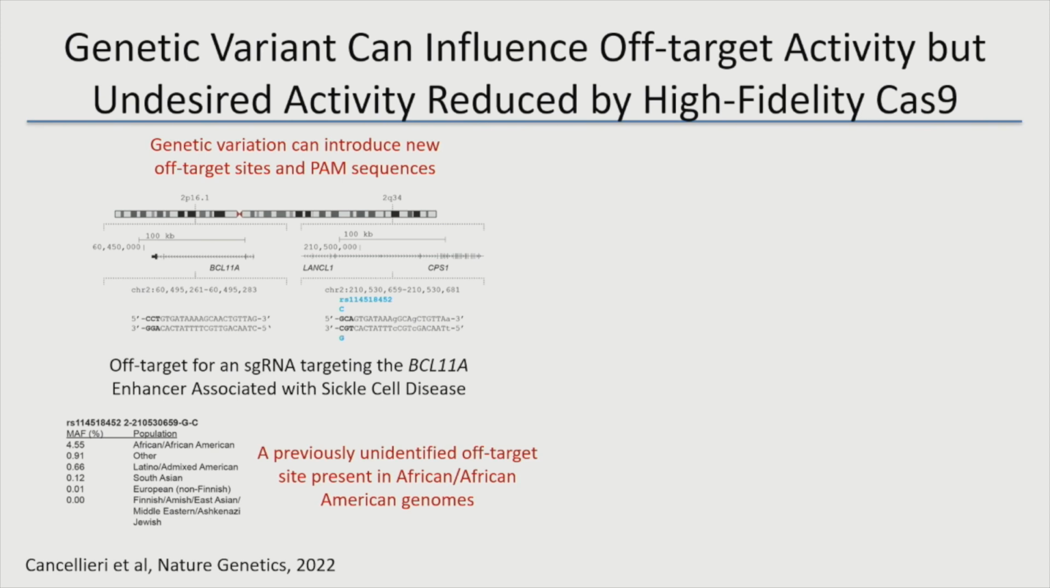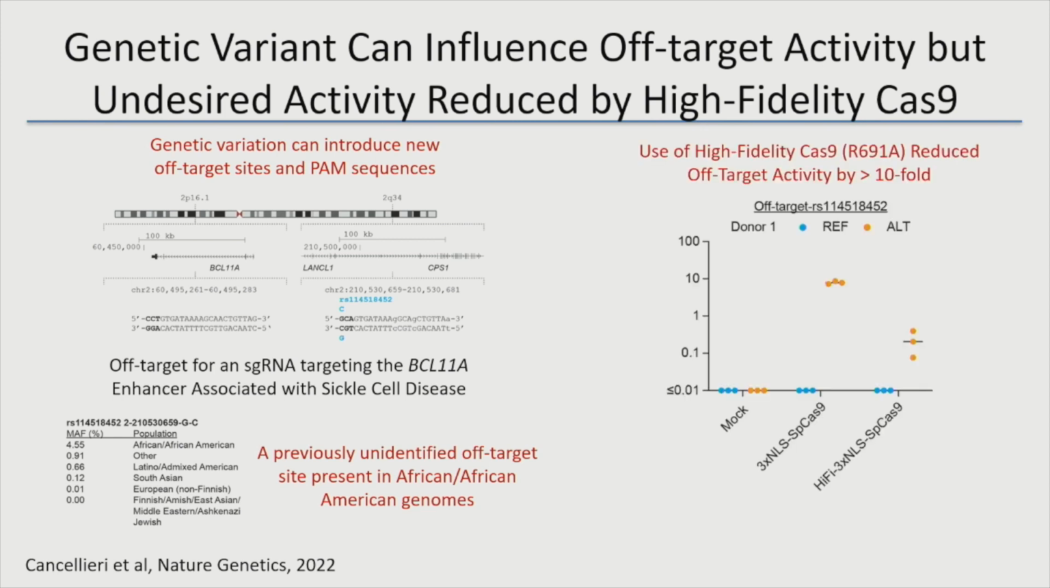Luca Pinello's lab last year was looking at genetic variation across the genome and how that might change your off-target propensity, right? Here they showed that when they picked a guide targeting an enhancer associated with sickle cell disease, which is used in the product that's just going through FDA review, there's a variant in an off-target site where a low fraction of people actually have a new PAM site that brings online a previously uncharacterized off-target variant. This variant is present in about 5% of African Americans.